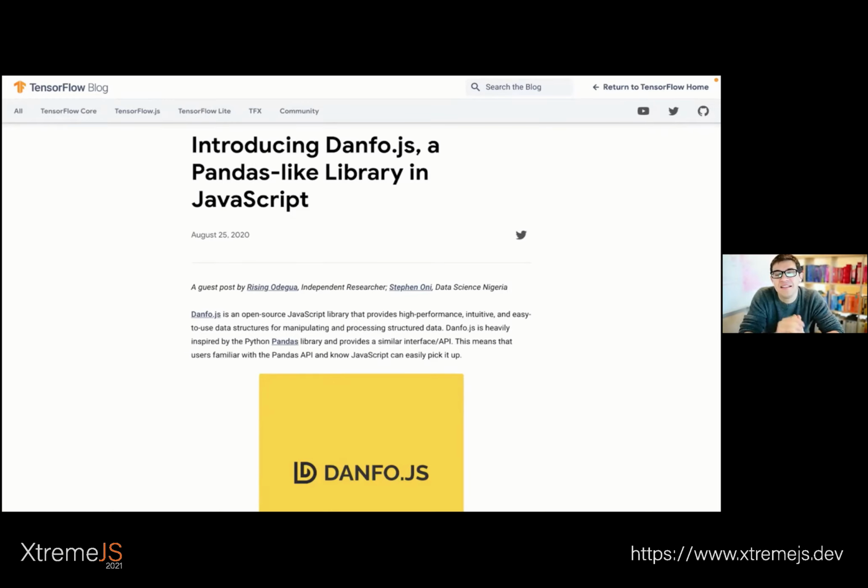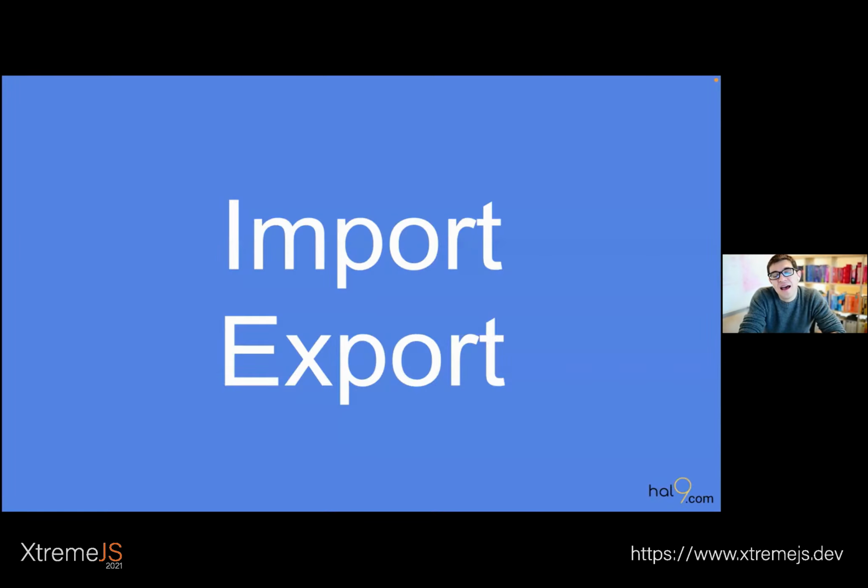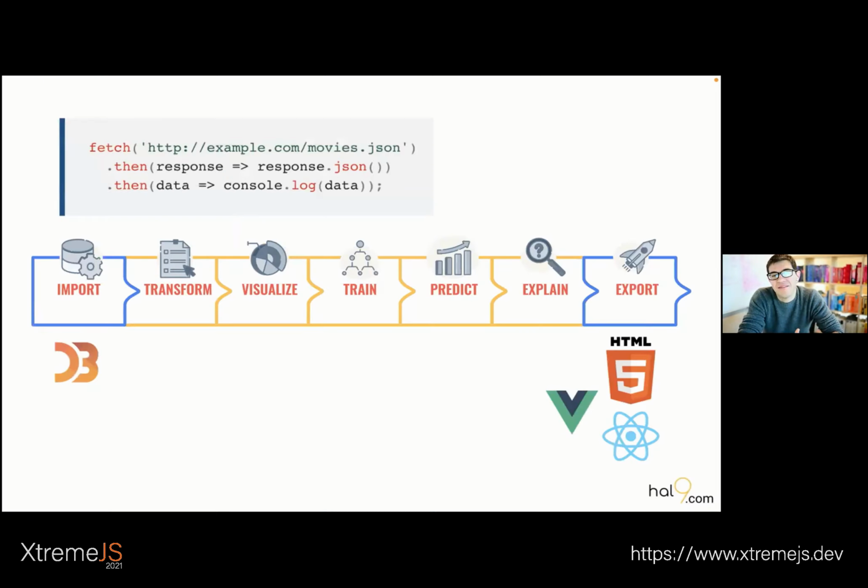TensorFlow is great, and I'll talk about it in a second, but it's good to know that there are also libraries built on top of JavaScript and TensorFlow. So what about importing and exporting data? You already know how to do that. If you know how to use fetch from JavaScript, literally just a fetch call to get some JSON file, that's importing data into your data pipeline. You do a fetch, you get the JSON, you potentially log the data, or you use D3 to get a CSV file and load it into JavaScript.